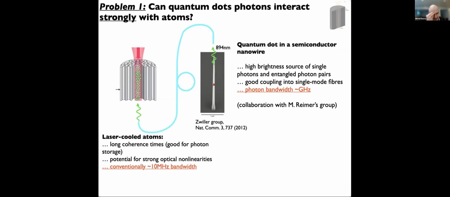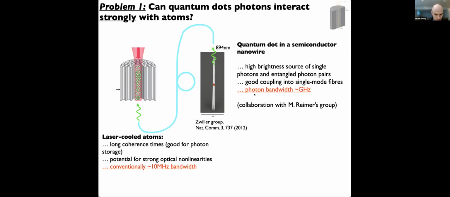However, the downside is that conventionally people would use atoms or atomic ensembles to deal with pulses with bandwidth of up to tens of megahertz. People usually assume that atoms cannot handle very fast pulses, and oftentimes they can't, just because their natural line width is rather narrow.